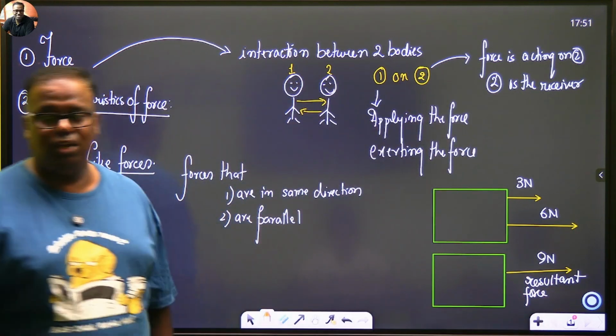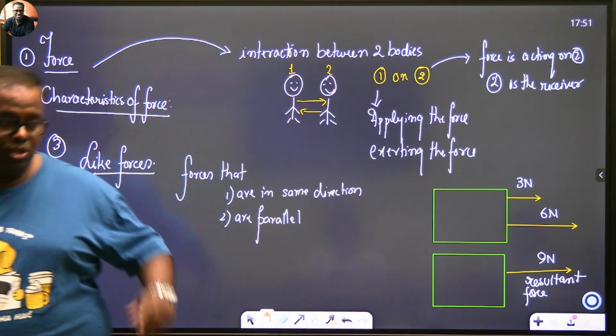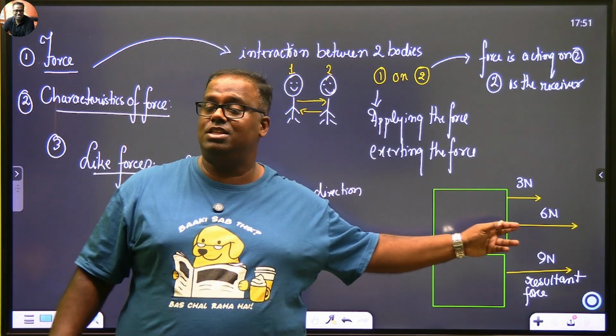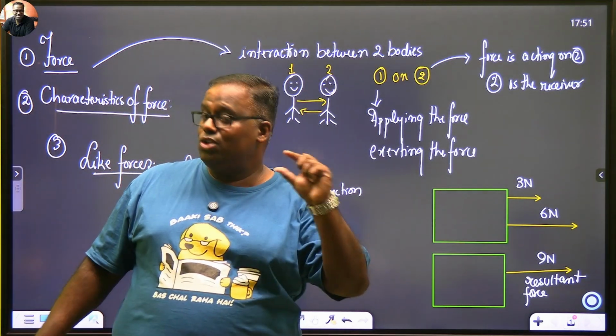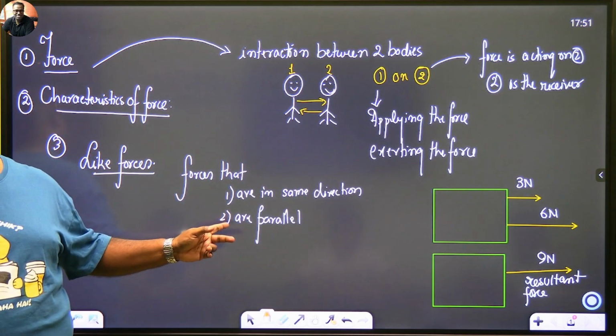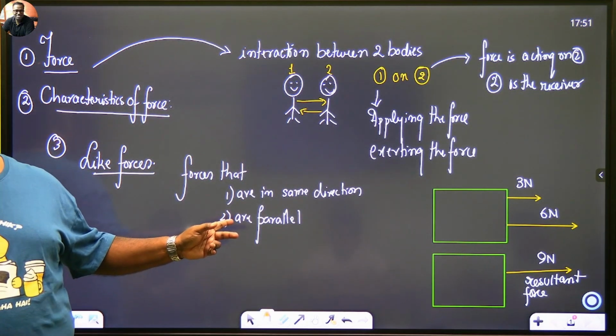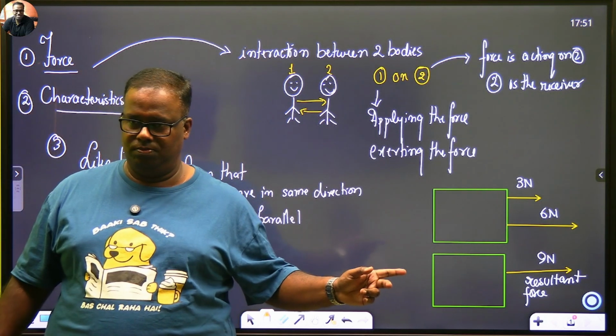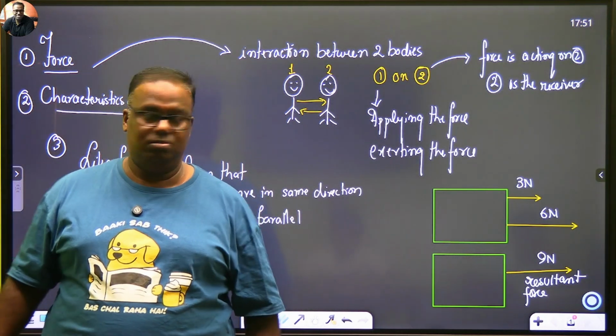Now be very careful, children. Our friend Sharvesh quickly added and says 3 and 6 is 9. This addition holds only when criteria number 2 is there, parallel. But it may not be parallel also. Let's see an example. What is the example?